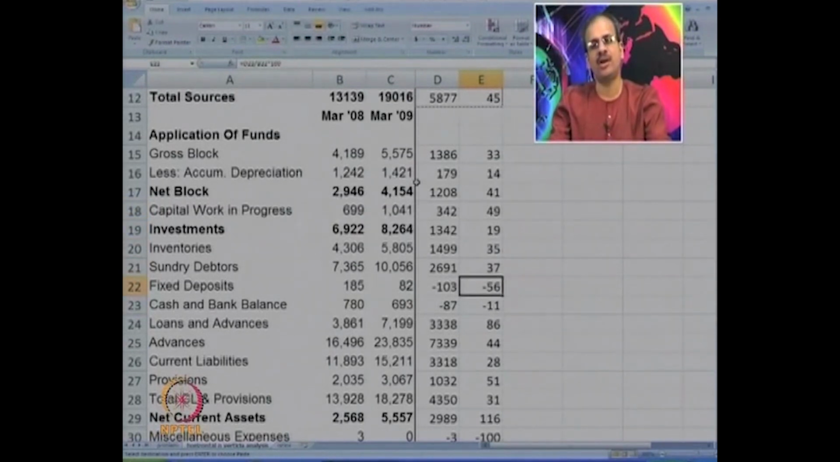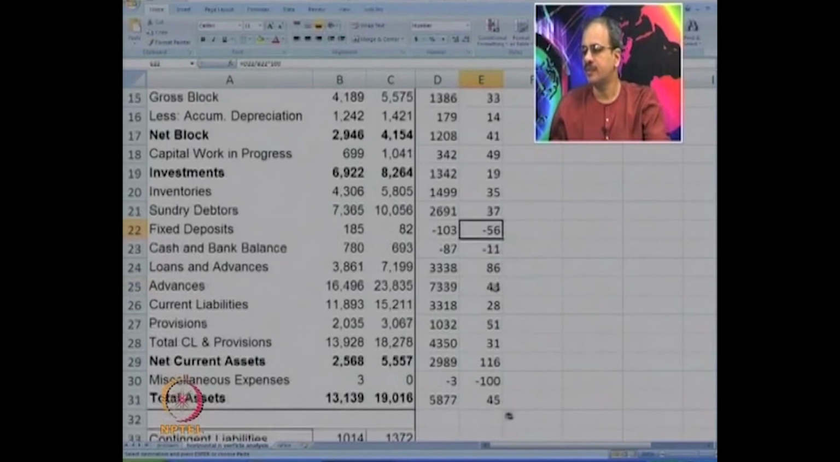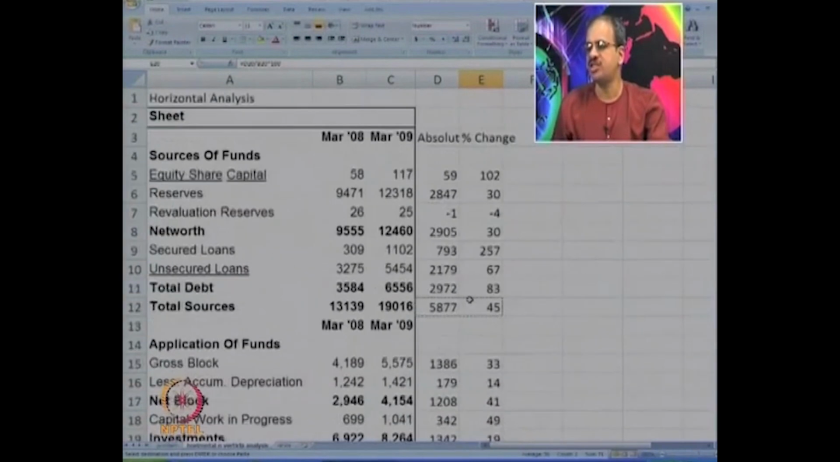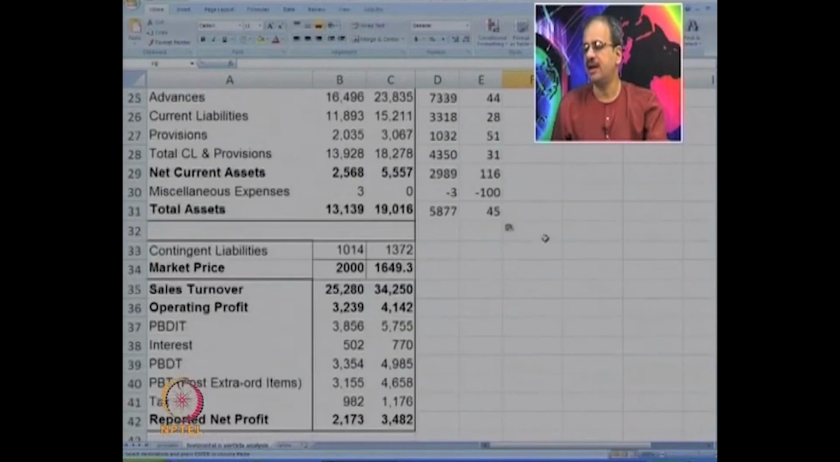Fixed deposits you can see have gone down. Maybe the company has used that money for some investments. Another item which has increased significantly is loans and advances, 86%, which is not a very good sign because current assets are usually non-return earning assets. So it is not considered a very good sign, but the company has kept the increase in inventory and debtors to about 35%. So overall this was the position, and this is what is horizontal analysis, wherein we are trying to calculate a comparative balance sheet. Now let us go down.